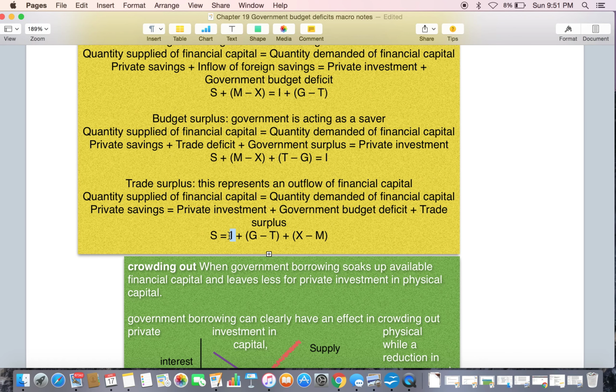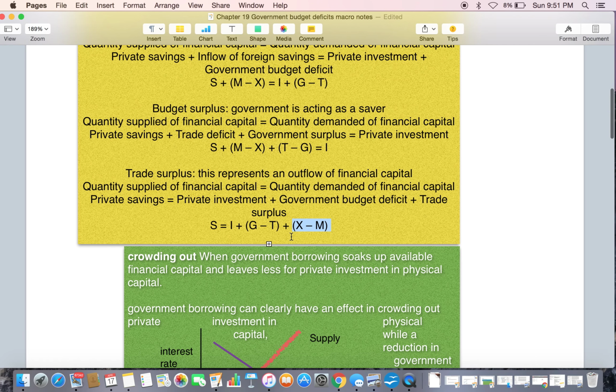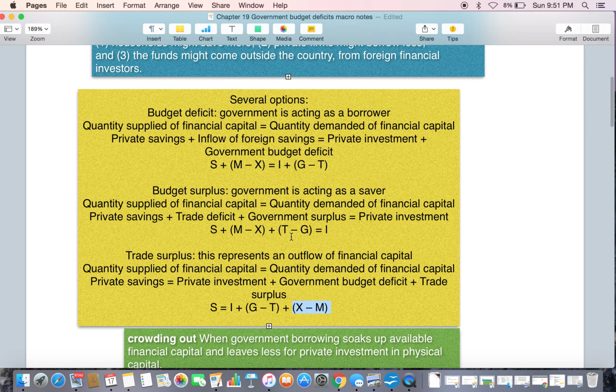So investment is businesses issuing corporate bonds. G minus T is the government budget deficit, or the government issuing U.S. treasuries, and X minus M showing that we have a trade surplus representing an outflow of financial capital, so a demand for financial capital. So these equations are very interesting to take a look at and be able to apply to the different scenarios of whether we are experiencing budget deficits or trade surpluses, and apply them to the rest of the material in our lesson.